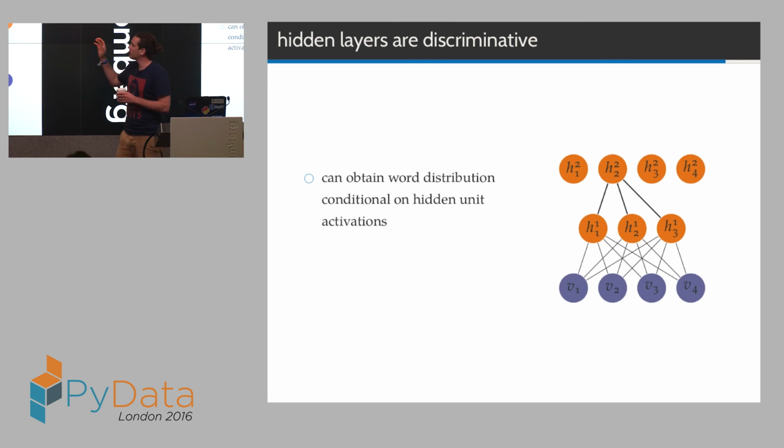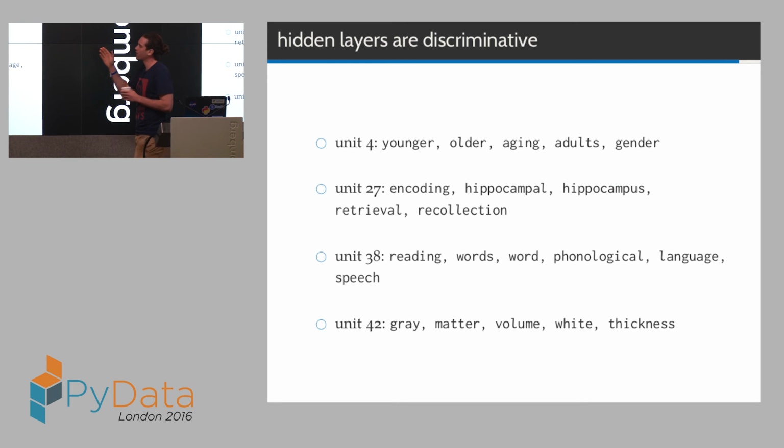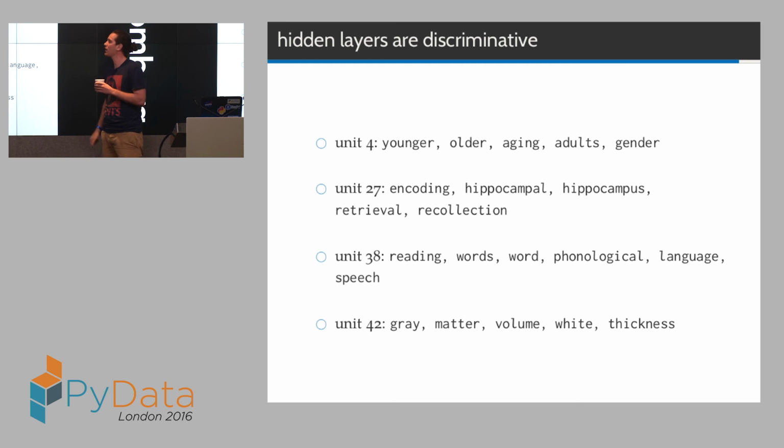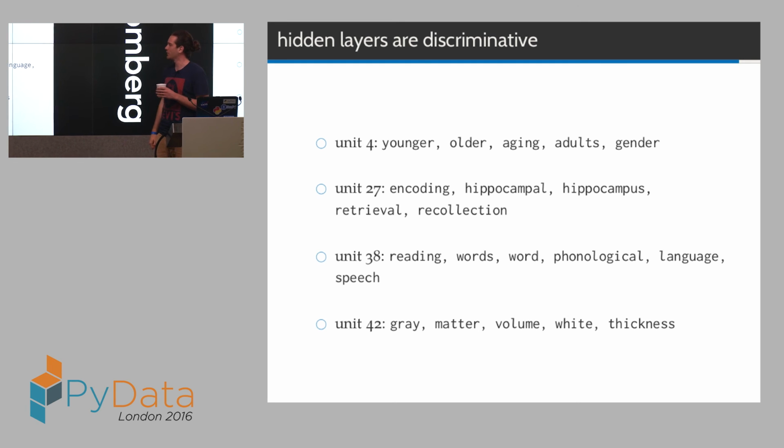If you just flick one of the hidden units on and then work your way down the network, you can see which words are associated with this hidden unit. For example, if you flick the fourth hidden unit on, you get words like younger, older, aging. Those are the words most activated by this unit. If you turn the 38th unit on, you get words like reading, language. So the units appear to be associated with specific tasks.